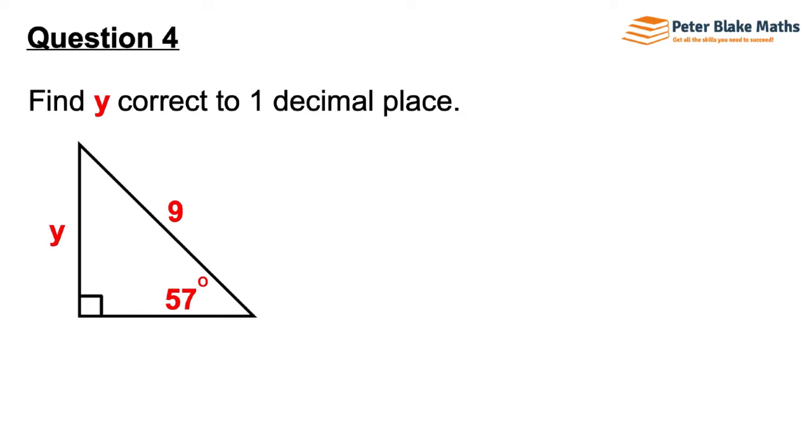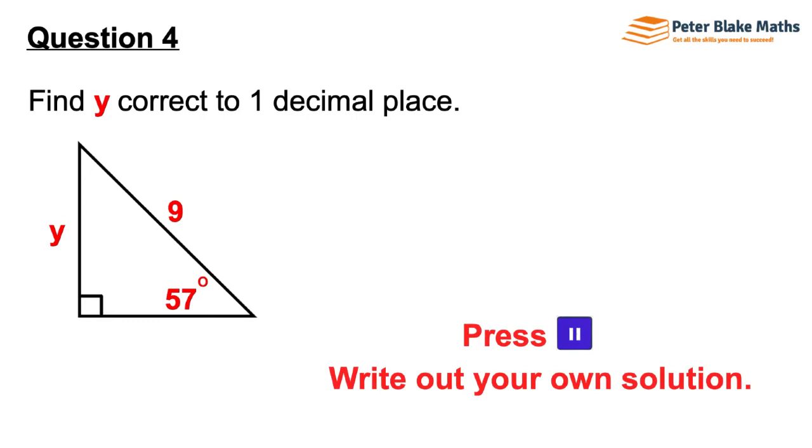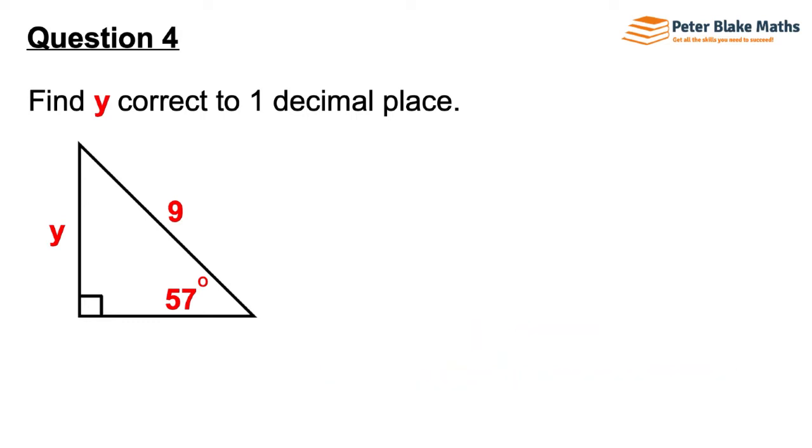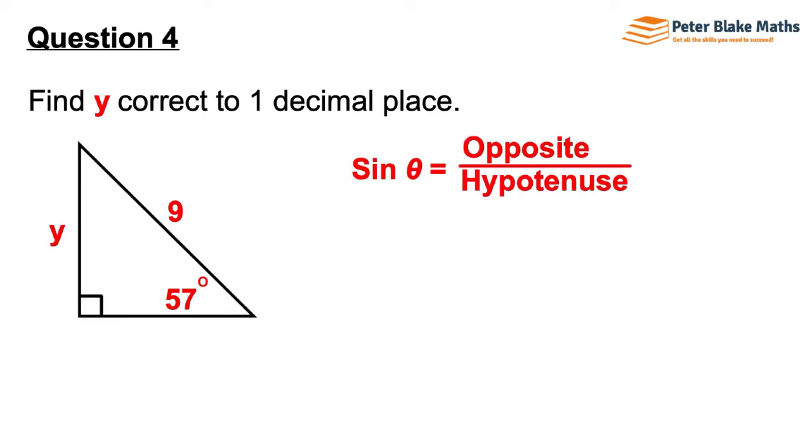Question 4. Find y correct to 1 decimal place. We've got to decide in these questions whether it's a sine, cos or tan question. From the angle of 57 degrees, this question involves an opposite side and a hypotenuse. So I'm going to have sine theta equals opposite over hypotenuse as the basis of my setting out here. Because it's an opposite and a hypotenuse type question, it's a sine type question.